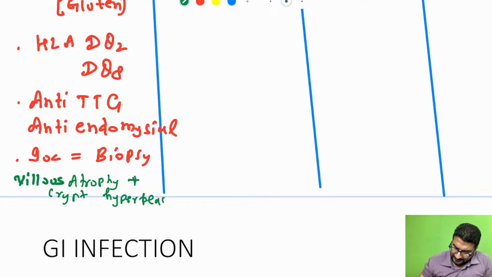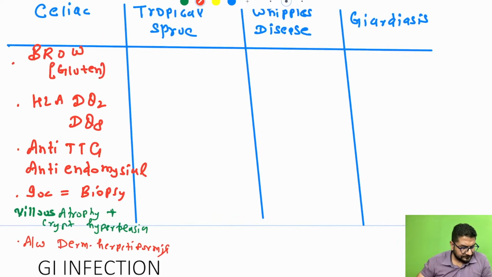एक और मेरे पास जगह नहीं है, याद रखना, celiac sprue is associated with dermatitis herpetiformis. ओके, मैं यहाँ लिख दे रहा हूँ, it is associated with dermatitis herpetiformis. So these are the things which you should know about celiac sprue. Okay, बात करते हैं tropical sprue की.